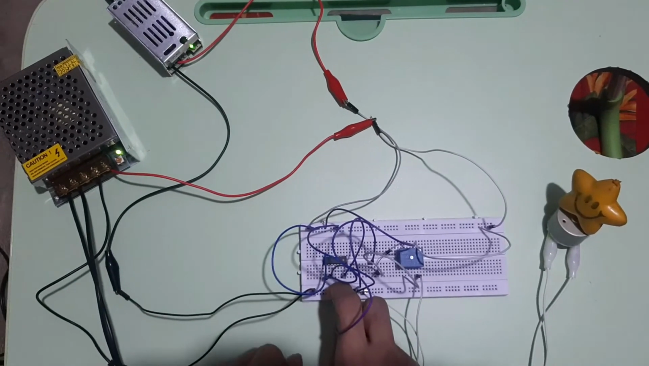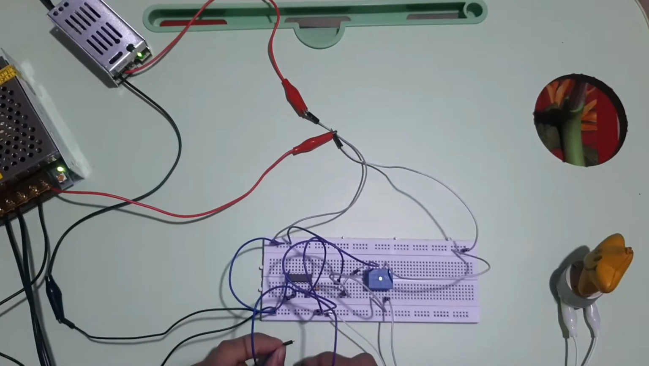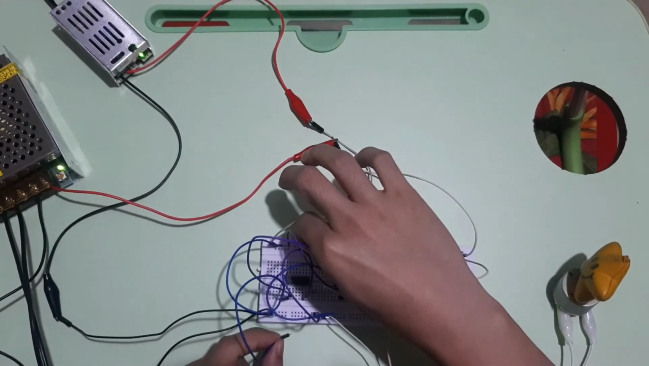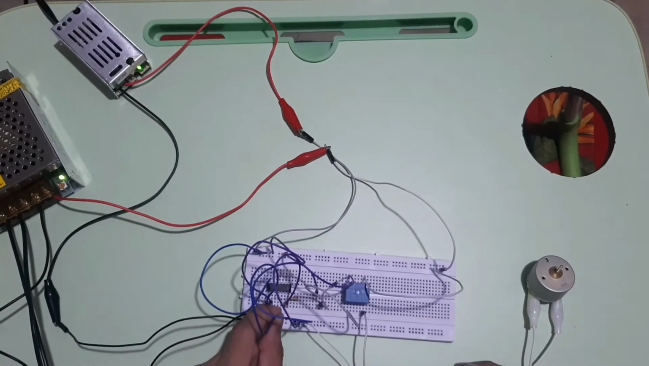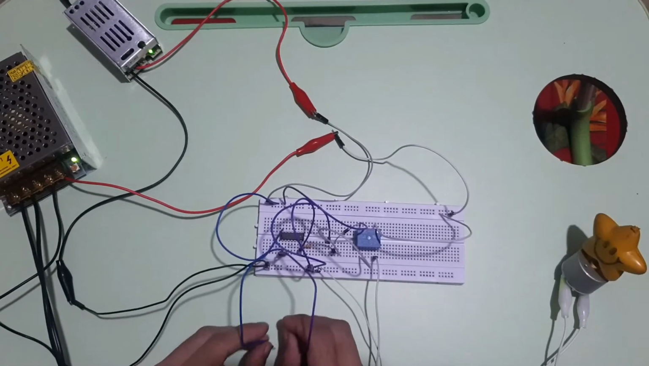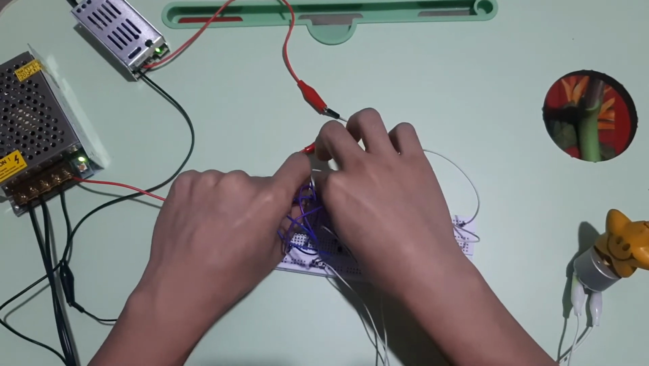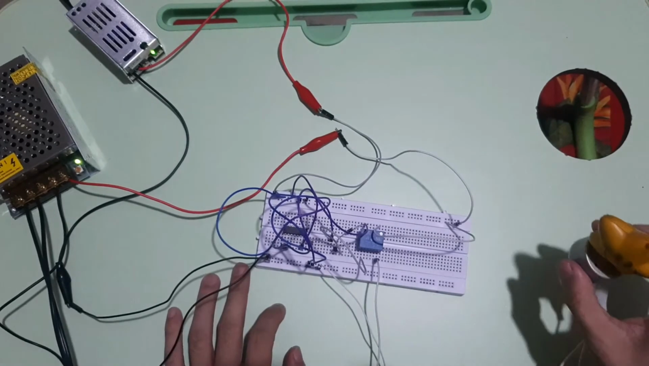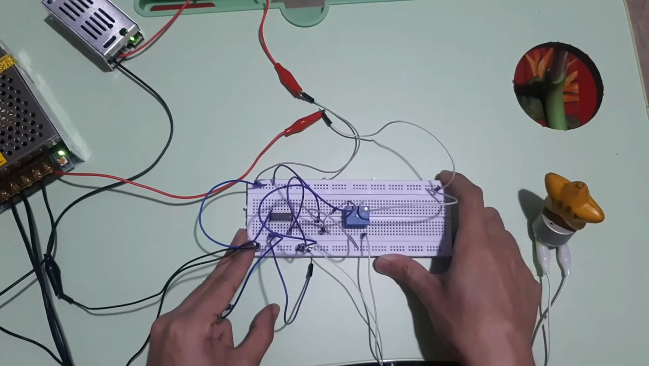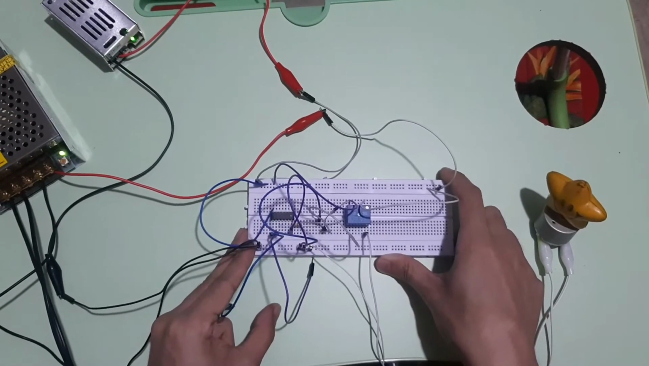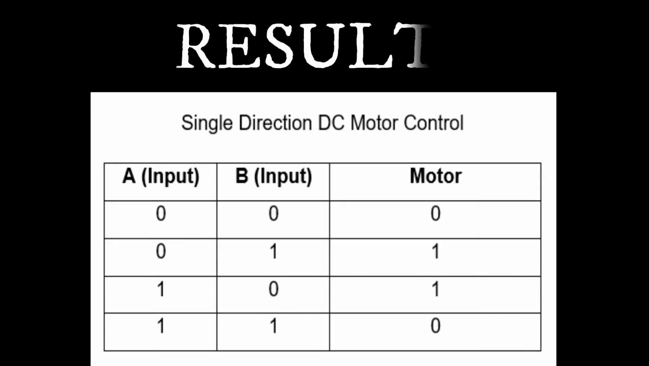If the B input is 1 and the A input is 0, the output is 1. The A input is 1 and the B input is 0, the output is 1. If all input is 1, the output is 0. As we can observe, whenever one input is 0 and the other is 1, the output will be 1.